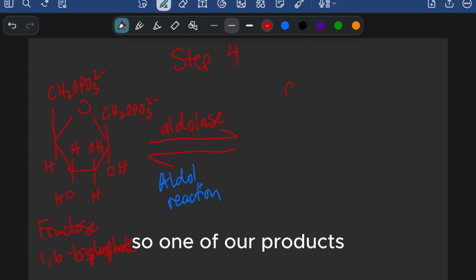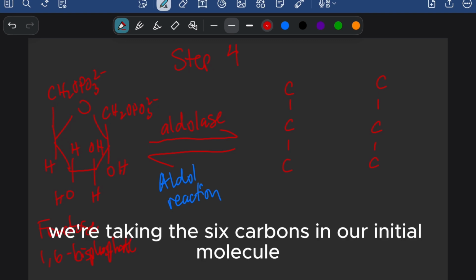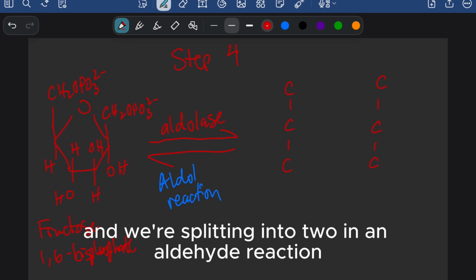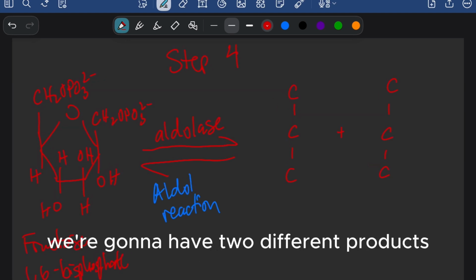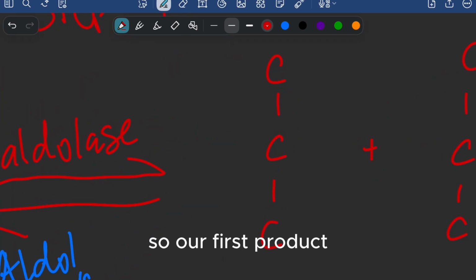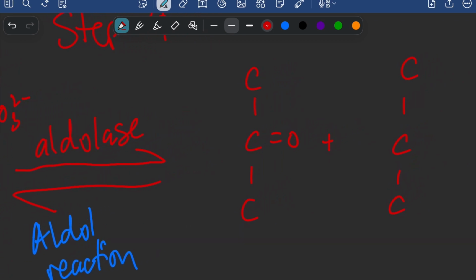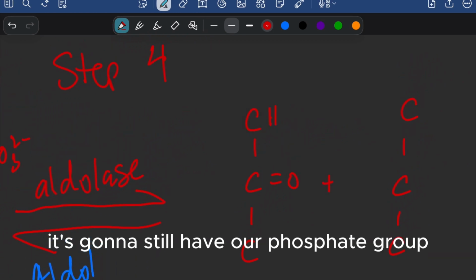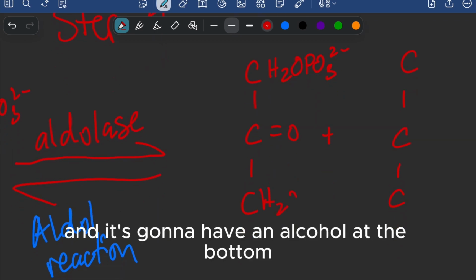Each of our products will have 3 carbons in the structure because we're taking the 6 carbons in our initial molecule and we're splitting it into 2 in an aldol reaction. So one interesting thing about this reaction is we're going to have 2 different products, as I said, but they're actually going to be 2 distinct products. So our first product is going to have a carbonyl in the middle.